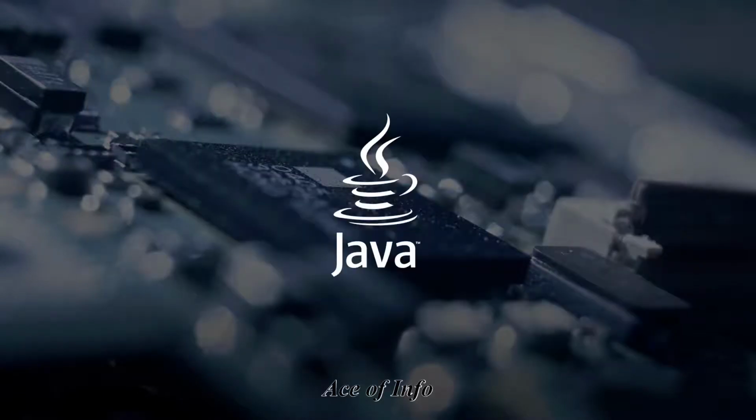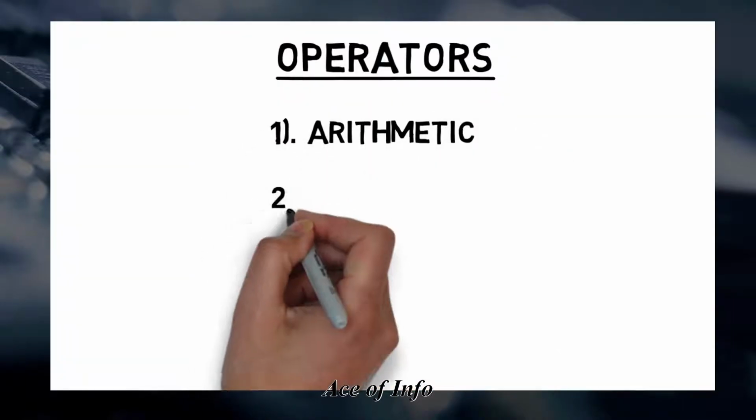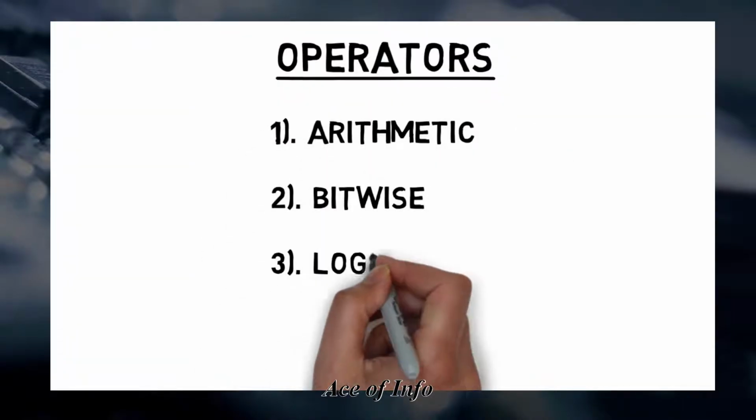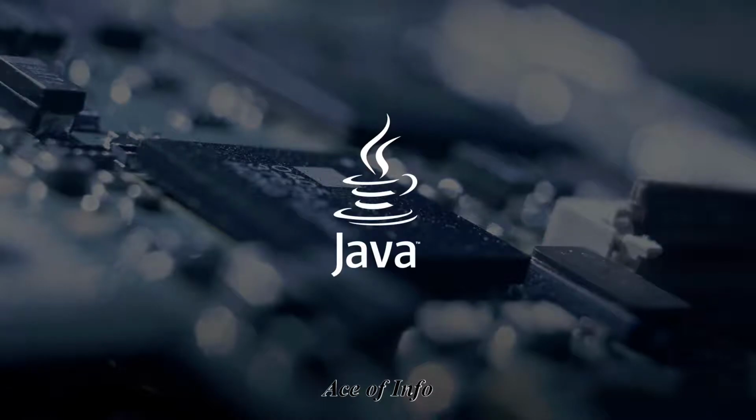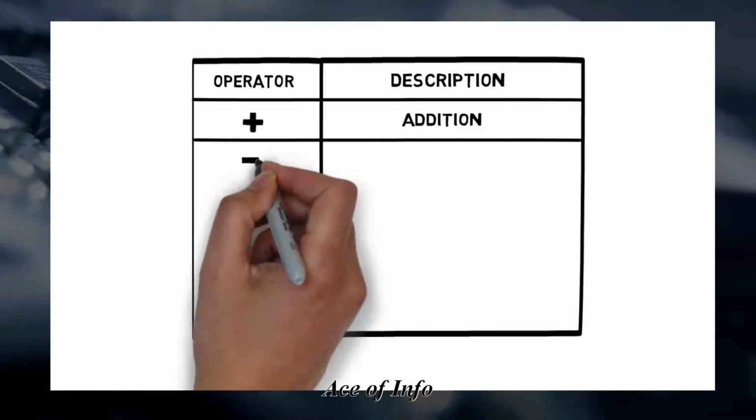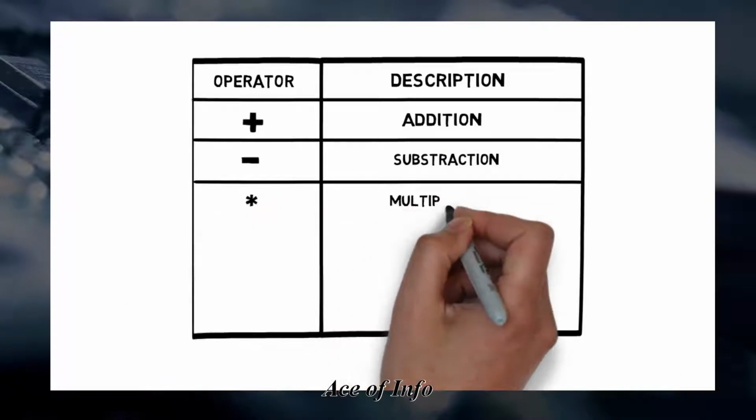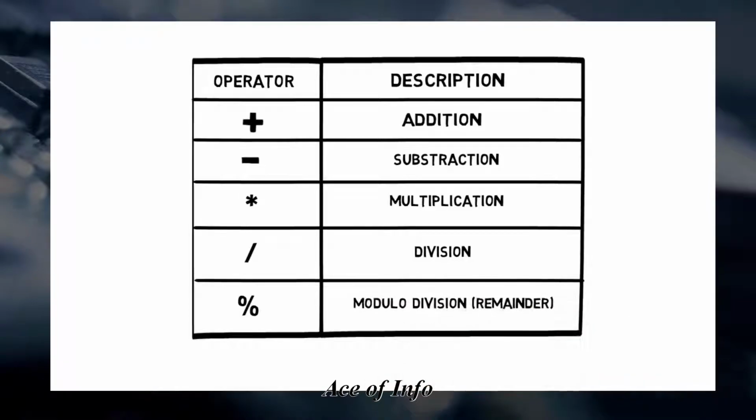Let's take a look at operators. We have several types of operators: arithmetic operators, bitwise operators, logical operators, and relational operators. We use arithmetic operators to do simple mathematical operations. We can use add, subtract, multiply, divide, and also we have modulo. Let's see how each one works.